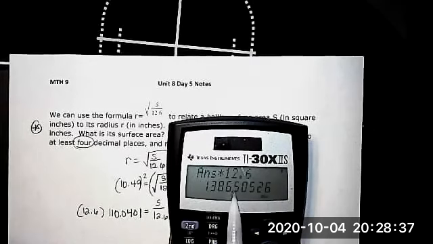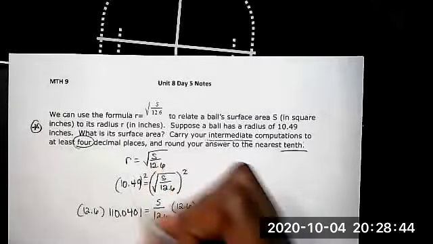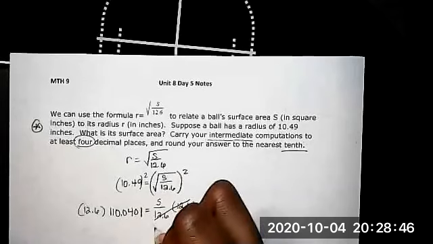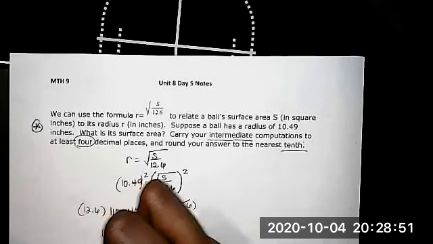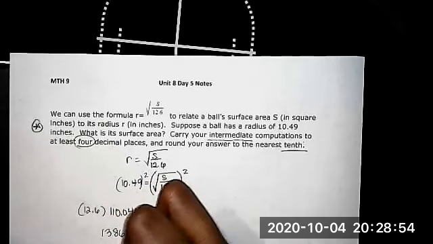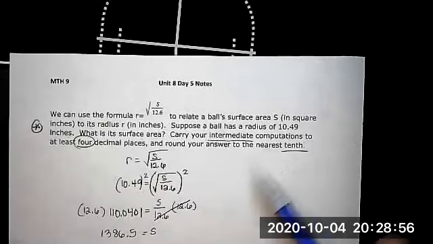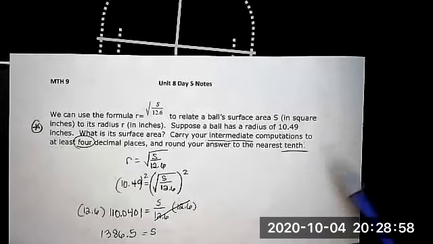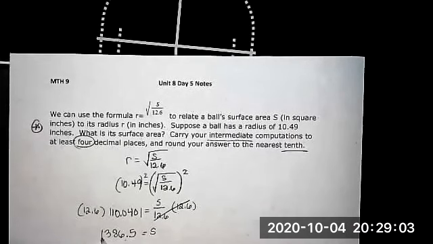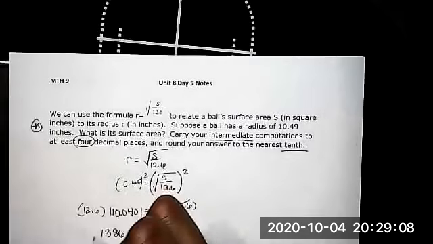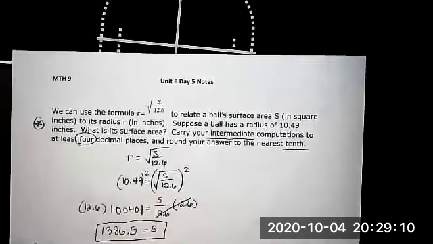And it looks like they want us to round this to the tenth. That's 0, so that stays 5. This will be 1. So S will be equal to 1386.5. Okay, and this is surface area and surface area is in square inches. 1,386.5 square inches is your answer for that one. Okay, and that's how you solve it.